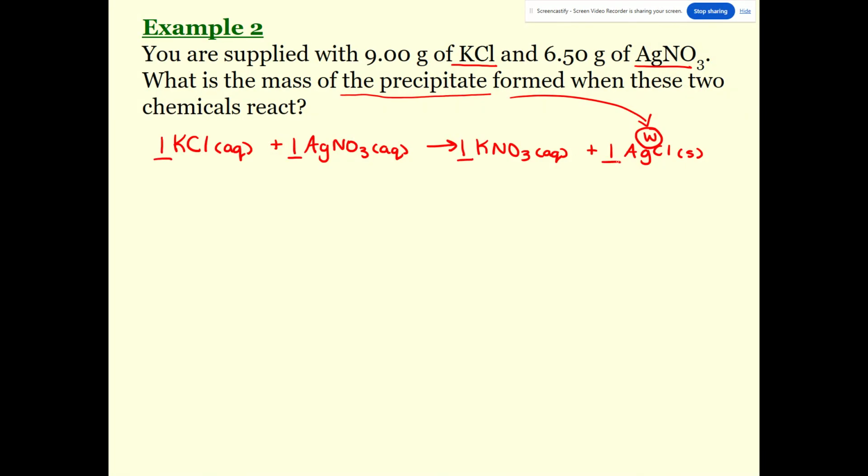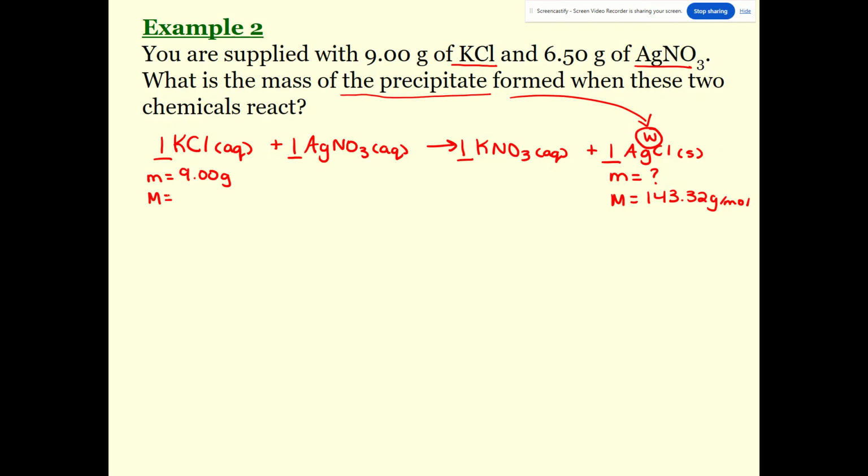So make sure you remember how to check your solubility charts, and that precipitate means the solid product. Now, I am looking for the mass of my solid product. I'm going to find the molar mass of it right now. So silver is 107.87. There's 1 silver. I'm going to add it to 1 chloride, which is 35.45. So the molar mass of that is 143.32 grams per mole.